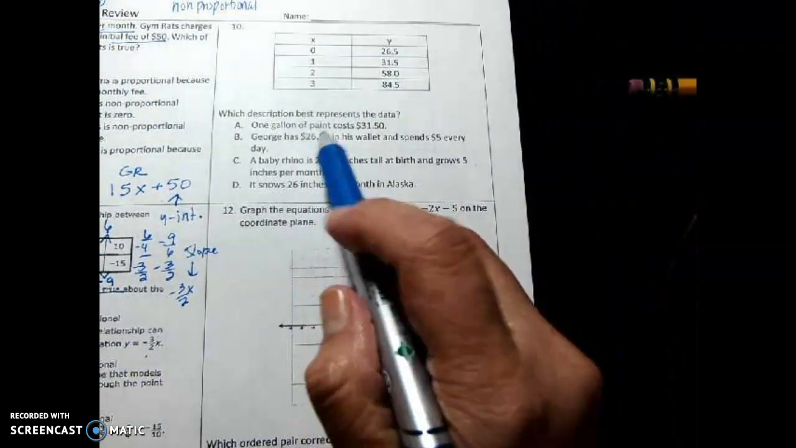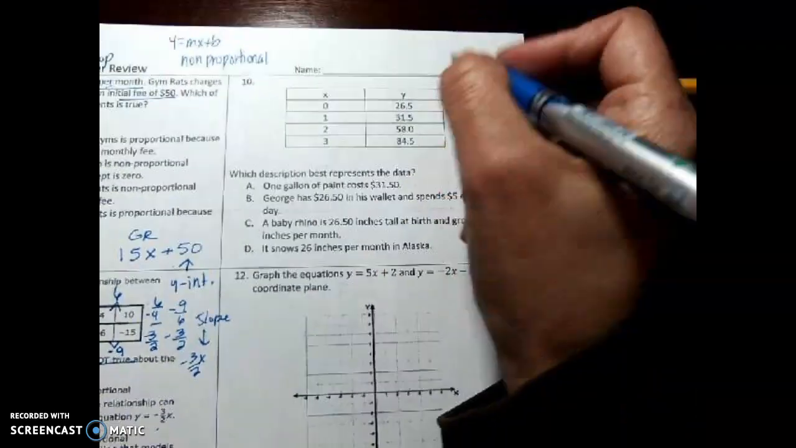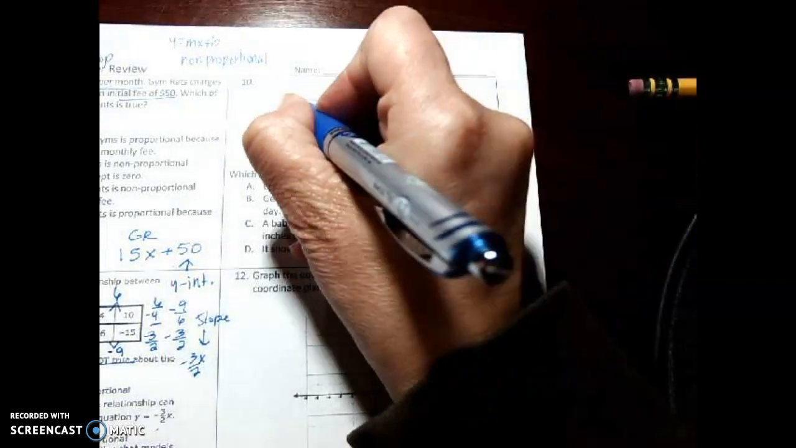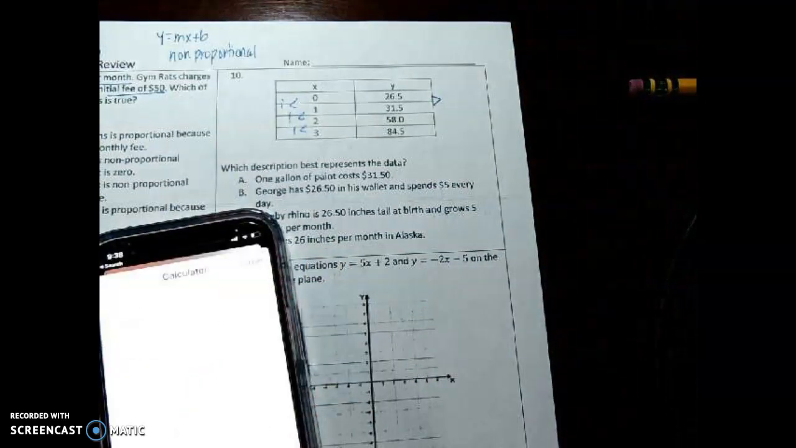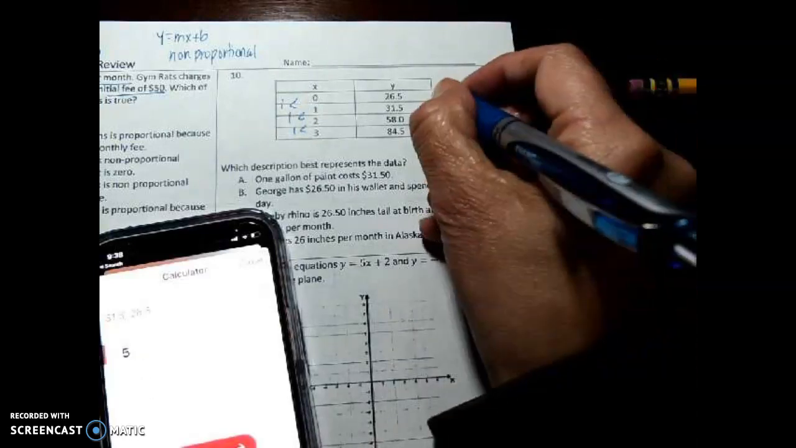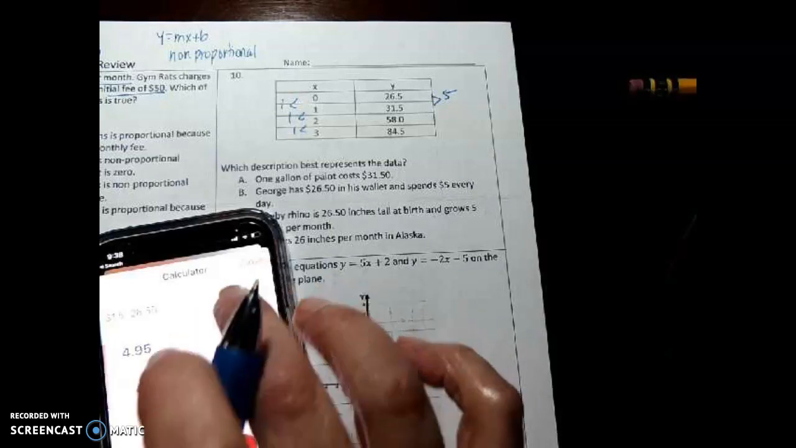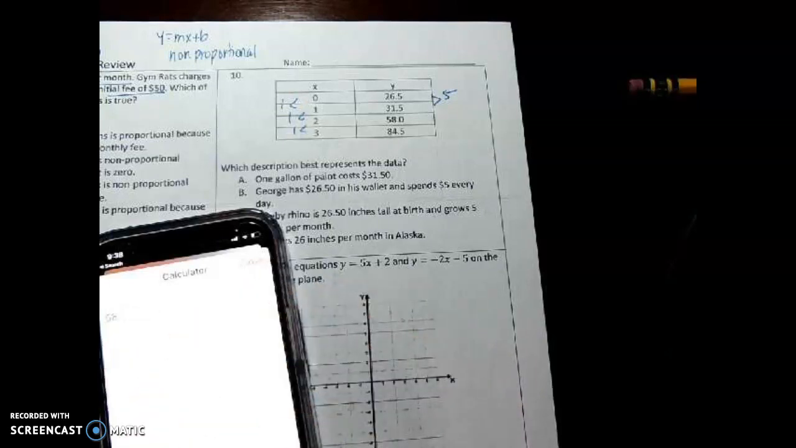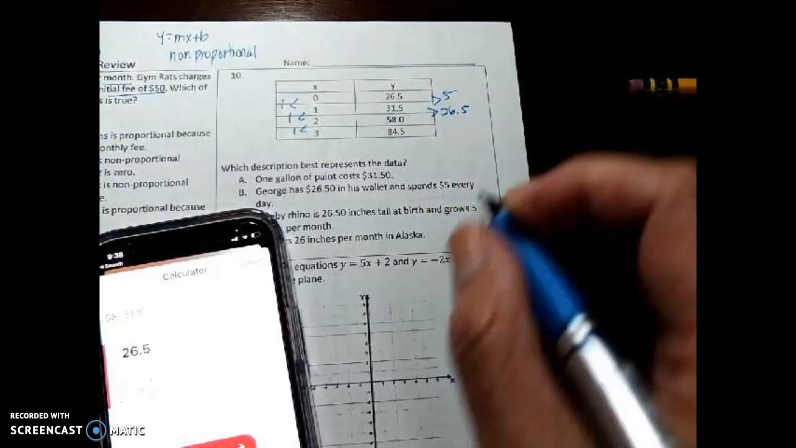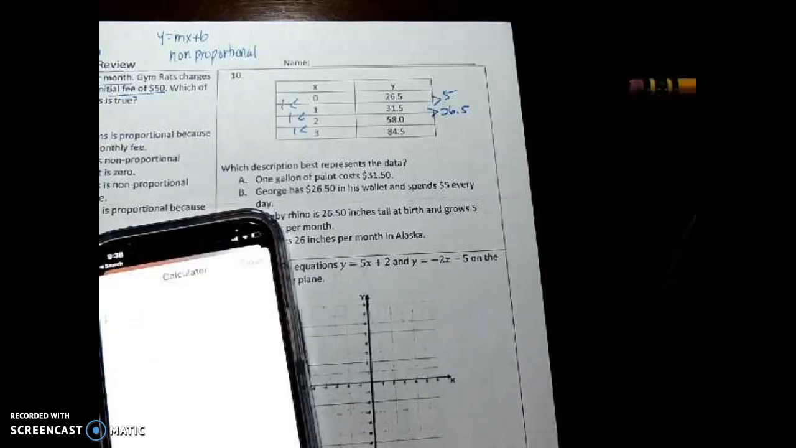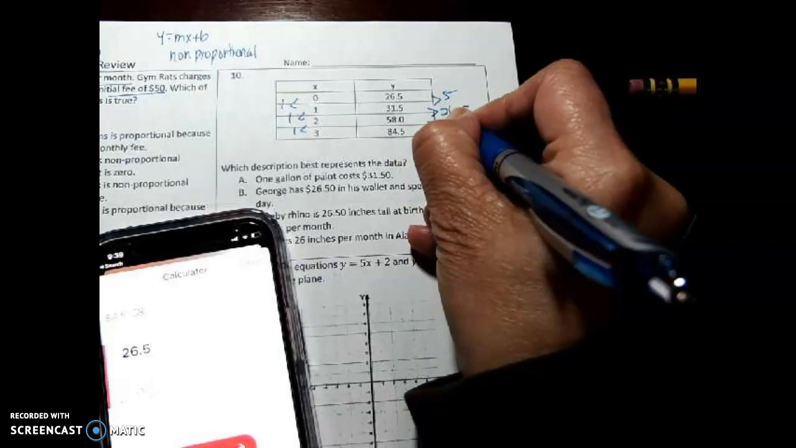This one up here. Which description best represents the data? So we're going to subtract. So this is going to be 1, 1, 1. 31.5 minus 26.5 is 5. 58 minus 31.5 is 26.5. 84.5 minus 58 is 26.5.